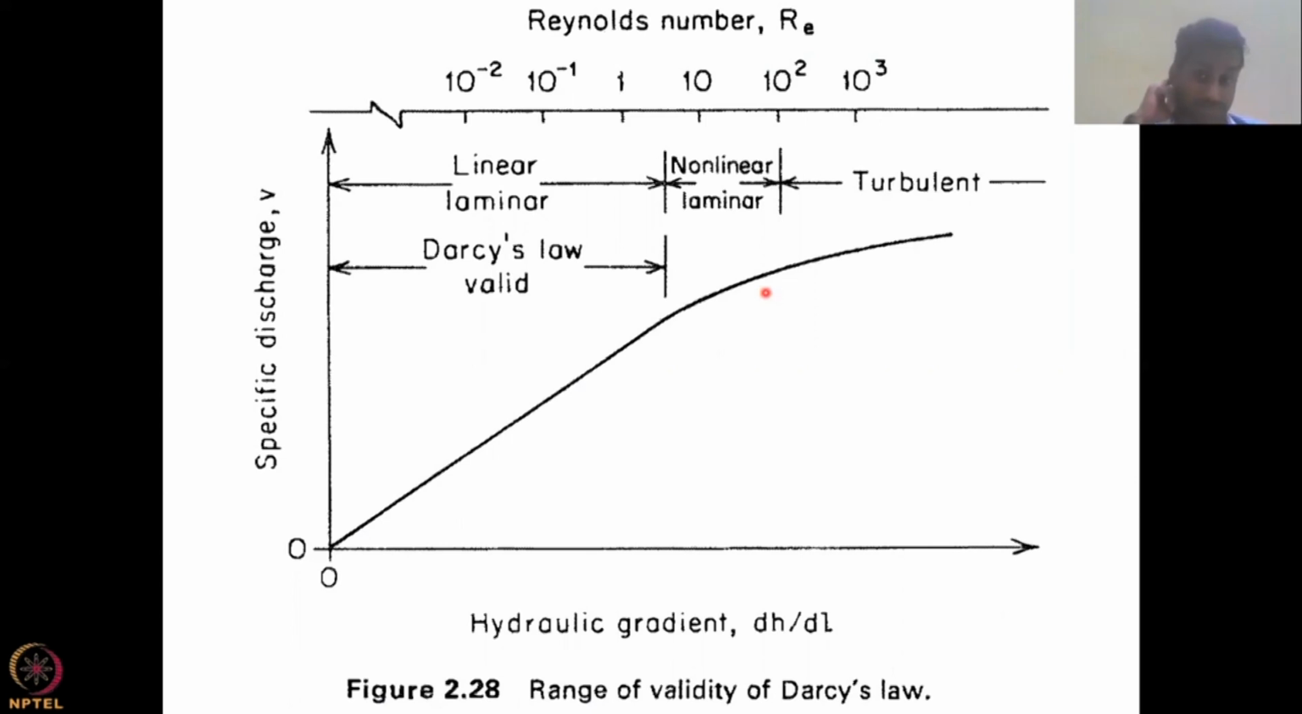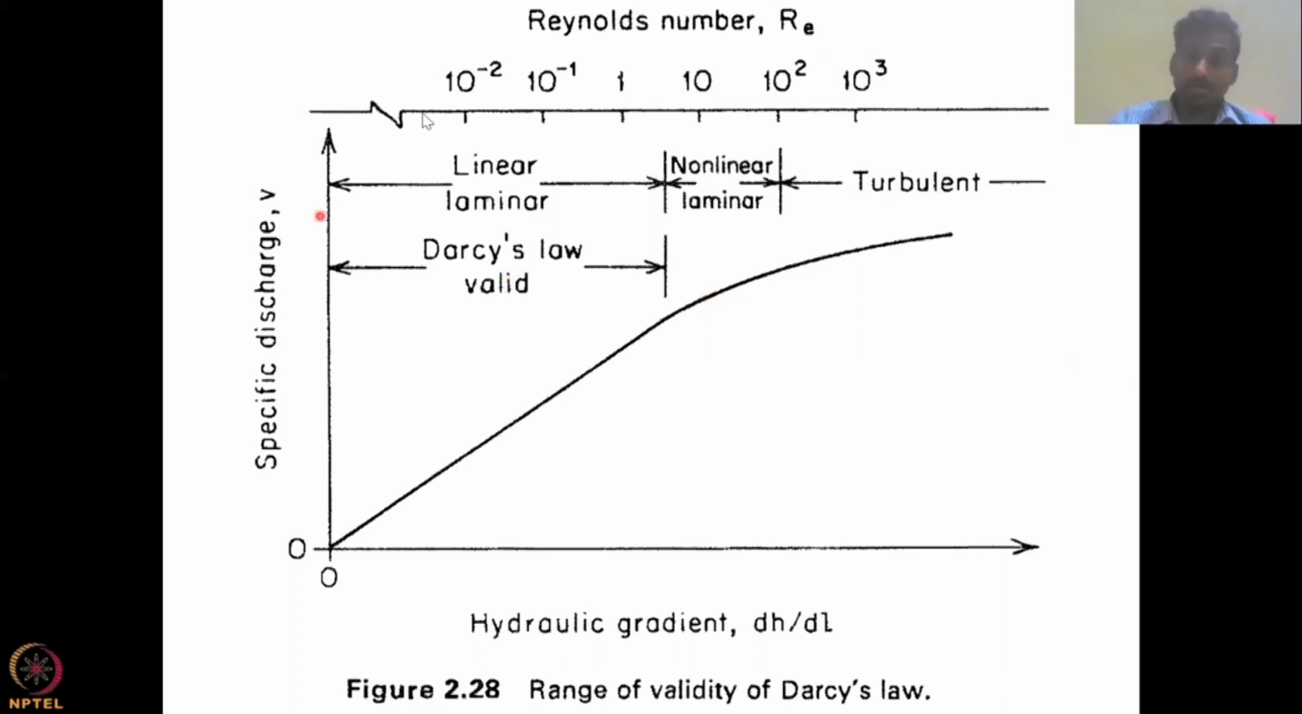Look at here, we have specific discharge on the y-axis, and we have your hydraulic gradient, which is dH by dL, on the x-axis. So as the specific discharge and hydraulic gradient go up, which is slowly the velocity is going up, and the hydraulic gradient, which is pulling the water, is also going up, your Darcy law is good. It is linear and laminar flow, slow movement of water.